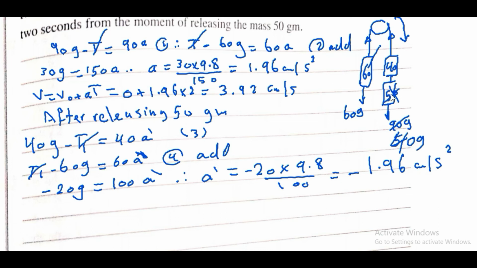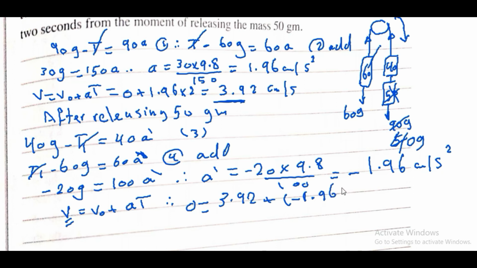So we have V equals V naught plus at. The system will be at rest, so V equals 0. V naught here is the velocity we got at the end of the first stage, which is 3.92, before releasing the 50 directly. So 0 equals 3.92 plus the acceleration negative 1.96 times the time t.